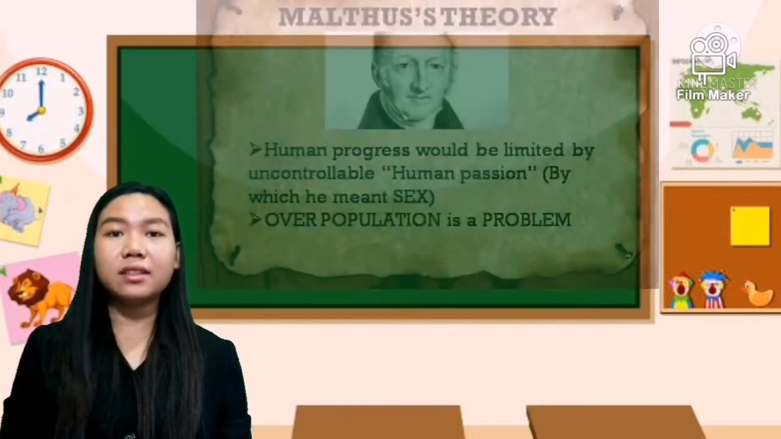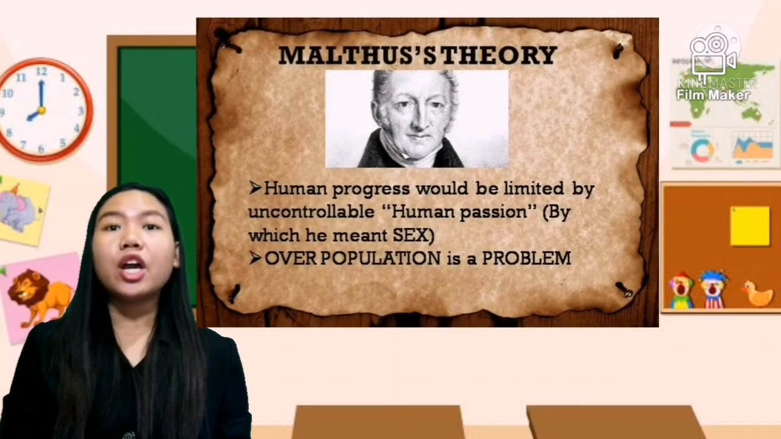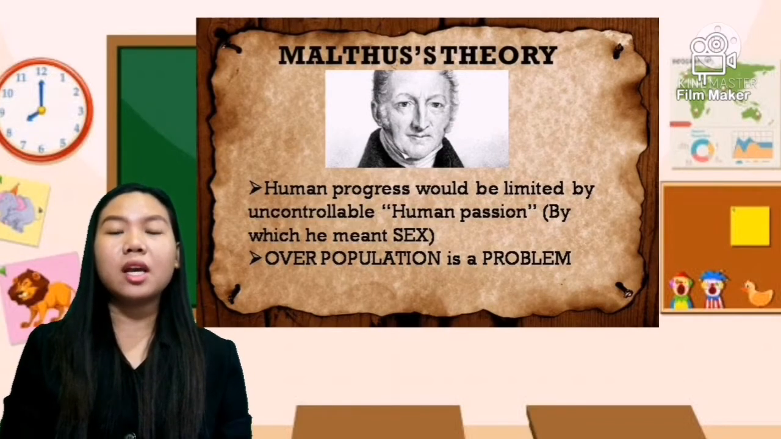On the other hand, Malthus believed that human progress would be limited by uncontrollable human passion, by which he meant sex. So, he is the opposite. He said that humans will not progress if the population is not controlled, making population over time inevitably increase more rapidly than food supplies, according to Malthus. So, for Malthus, overpopulation is a very big problem. He provided two basic principles on the effect of population on food supply.